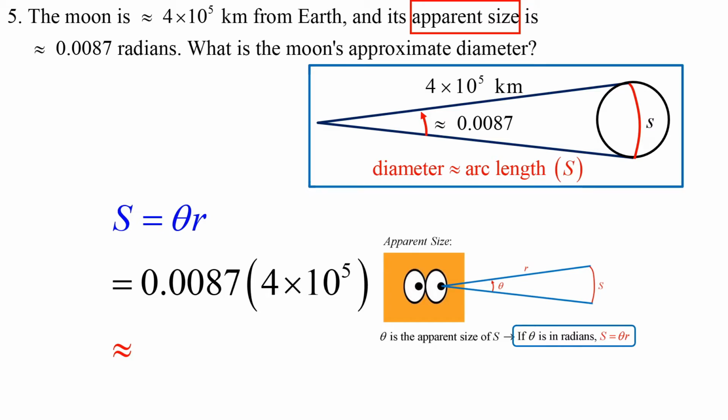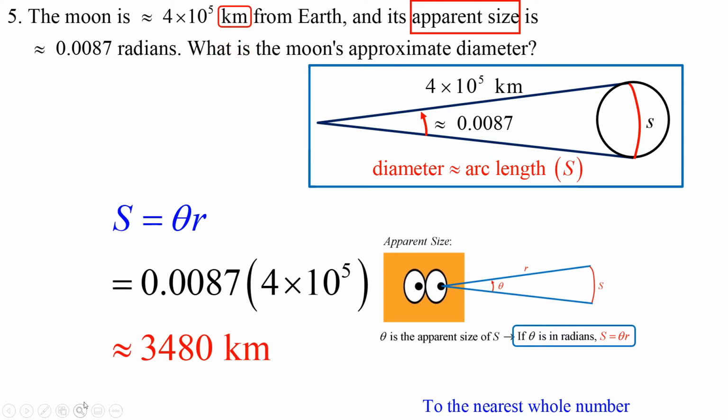I like it. And I'm getting 3,480 exactly. Are you kidding me? Let me double check this. 0.0087 times 4 times 10 to the 5th. Wow. So guess what? The diameter of the moon, I don't even need this approximation right here. It is 3,480. And what would my units be in right there? 3,480 kilometers.